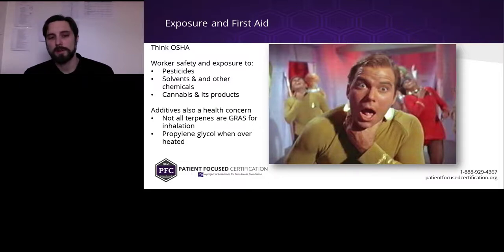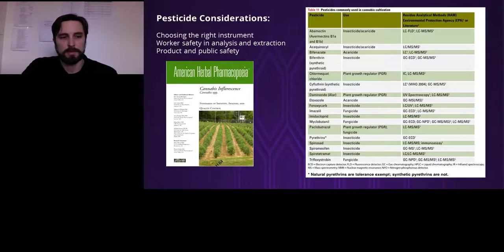Additional health concerns are that not all terpenes are GRAS for inhalation. They're not all generally regarded as safe. A lot of these are synthetics, and there's an interesting condition called popcorn lung disease that's popped up. And that's from chronic long-term exposure. There's also some concerns over propylene glycol when overheated. It's used in almost all e-cigarettes, but when exposed to really high temperatures for a really long time, formaldehyde-releasing bodies can be found. So having really finely calibrated instruments or vaporizers is also key to safety.